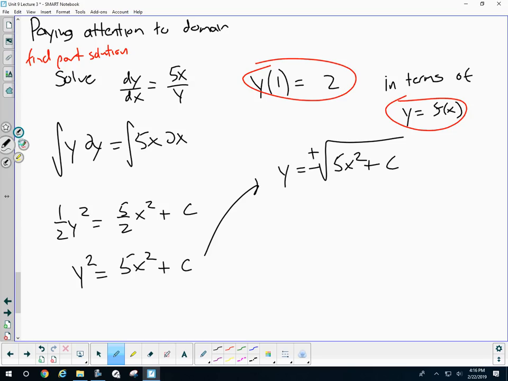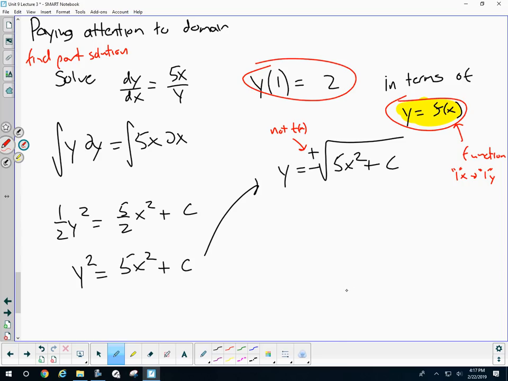Okay, there's a problem. The problem is they want the solution in terms of y equals f of x, which means they want a function. Which means if you plug in 1 x, you get 1 y. Not like if you plug in 1 for x, you get 1 for y. If you plug in 1 x, you get 1 y. Well, if I plug in 1 x, I get 2 y's. I get a positive and a negative y. Because of this plus or minus, this means we do not have a function.